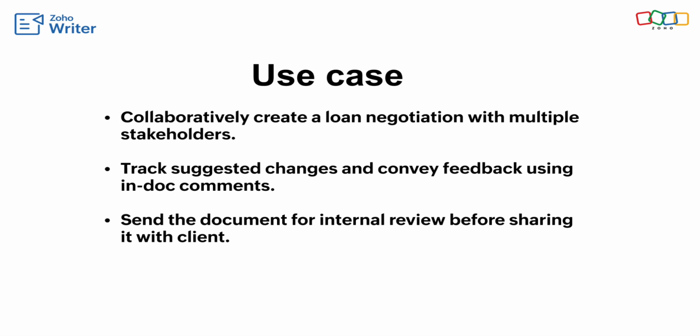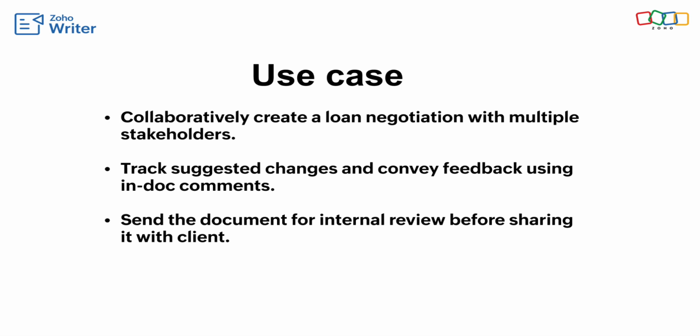So picture this, you are finalizing a loan agreement. Internal stakeholders like the legal team and relationship manager are reviewing the draft, while the client and their advisor are also part of the process. Everyone collaborates on the same document, reviewing clauses, suggesting edits, and discussing terms. It's a transparent and trackable exchange that keeps everyone aligned. Once the negotiation is complete, the document flows through internal approvals before being officially shared. So, Gautam, can you walk us through how all this works inside Zoho Writer?